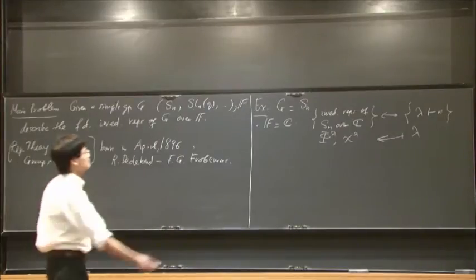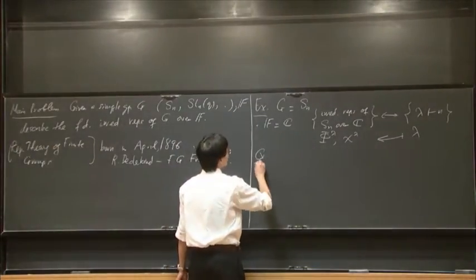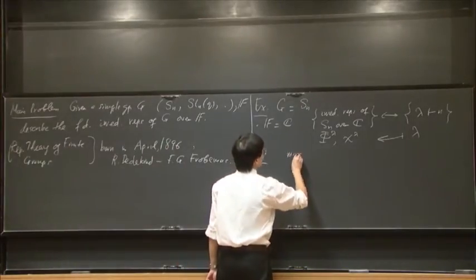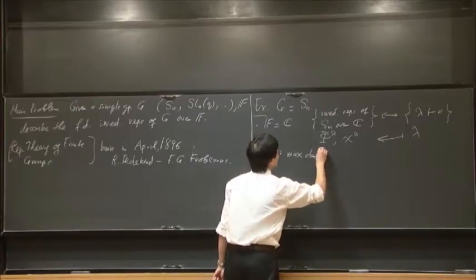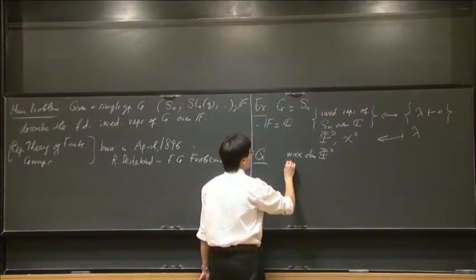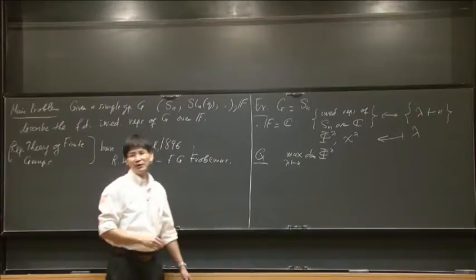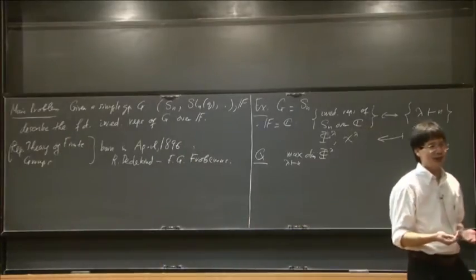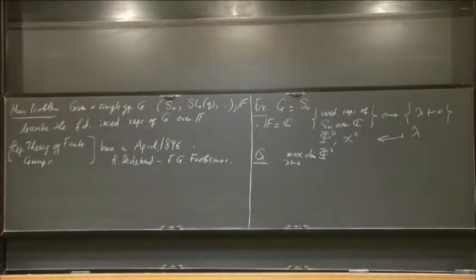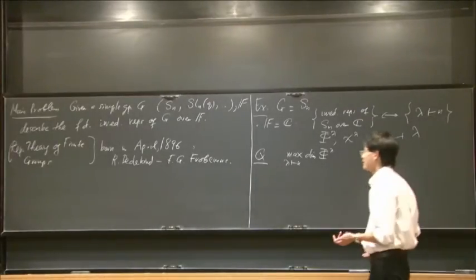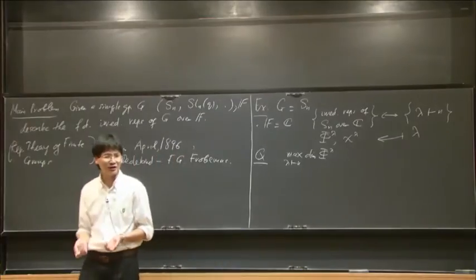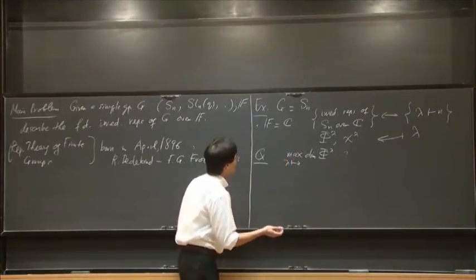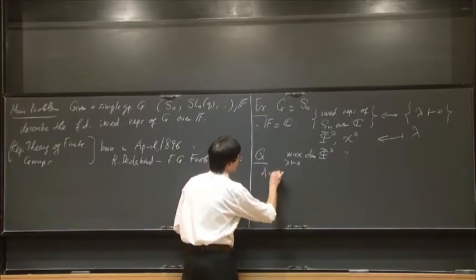But here's one question. I want to know what is the maximum of the dimension of phi upper lambda when I vary lambda over all the partitions. So I want to know the largest degree of a complex irreducible representation of Sn over C, as a function of n, and maybe have an explicit formula for this function. And nobody knows the answer. Of course, there's an asymptotic answer.